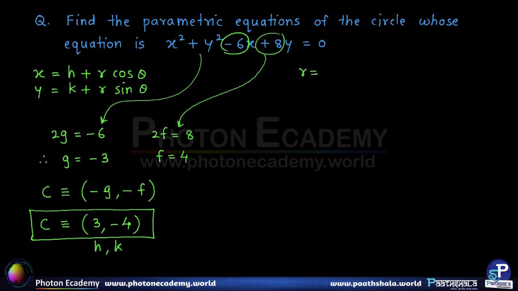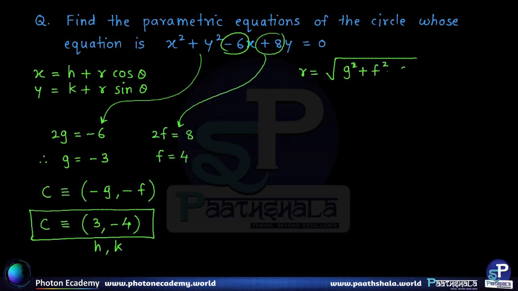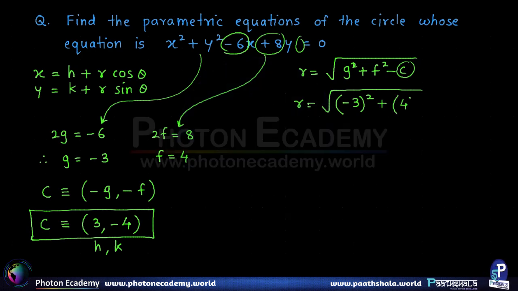Radius is given by root of g square plus f square minus c. Since there is no constant term here, c is 0, so the radius is, g was minus 3, so minus 3 the whole square, plus f was 4, and here we have 4 square, so we have 9 plus 16, which is 25, and hence its root is 5. So the radius turns out to be 5.